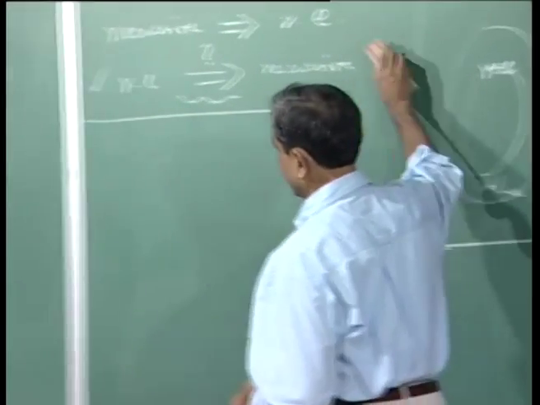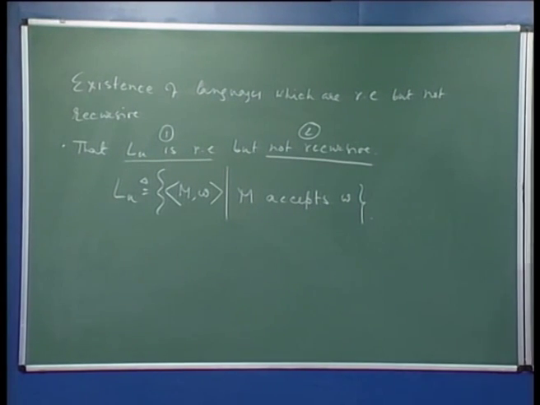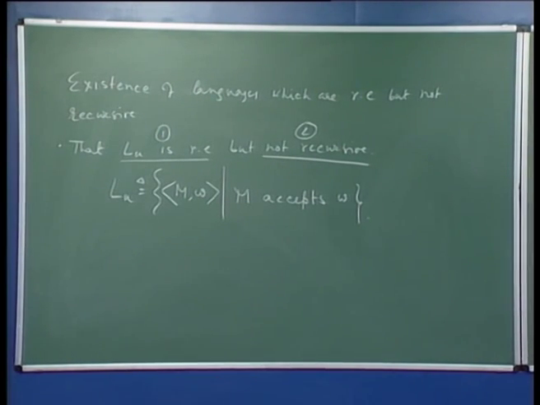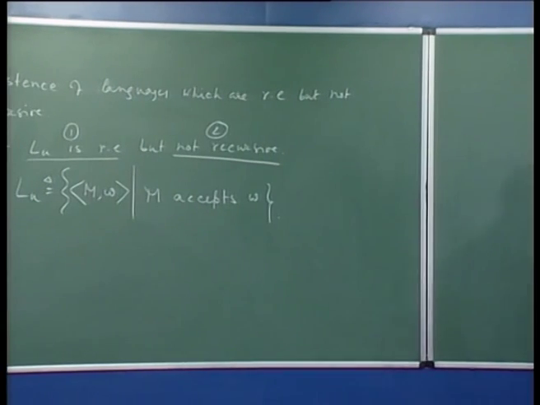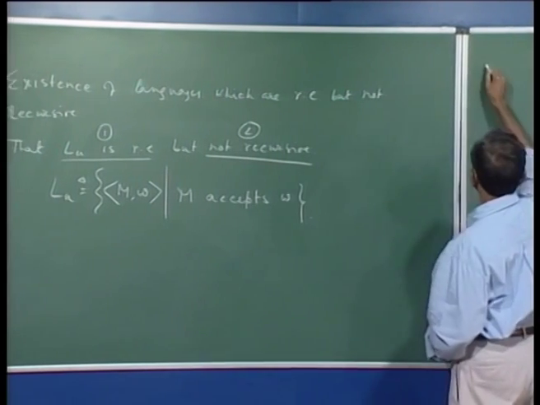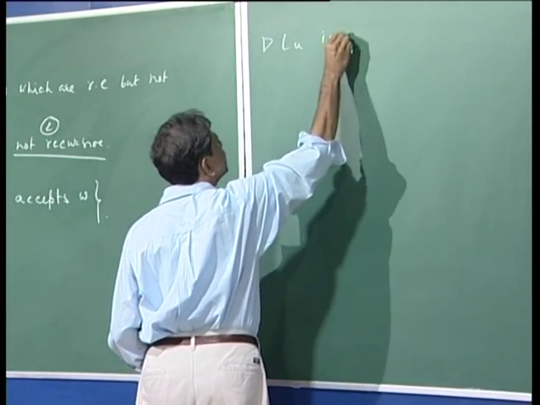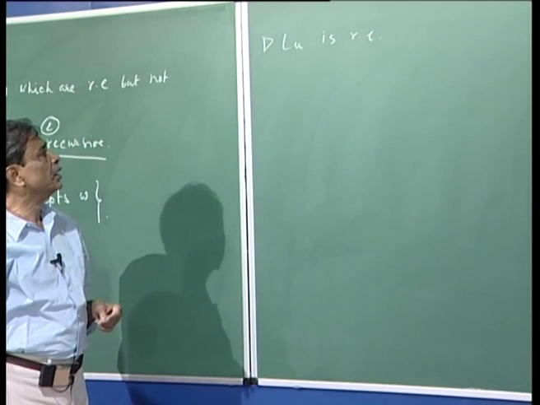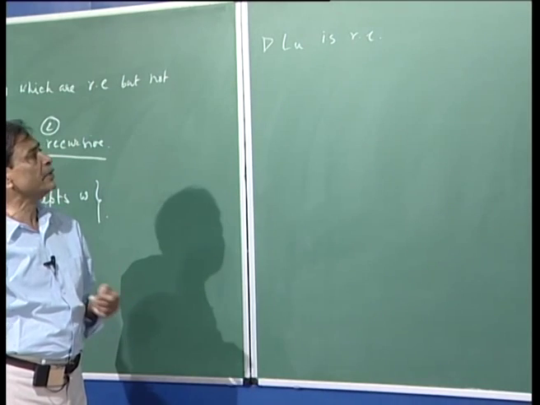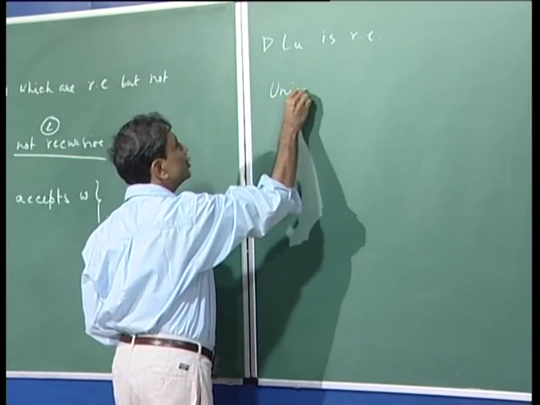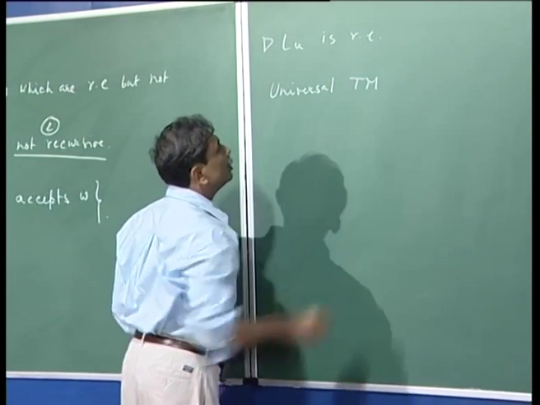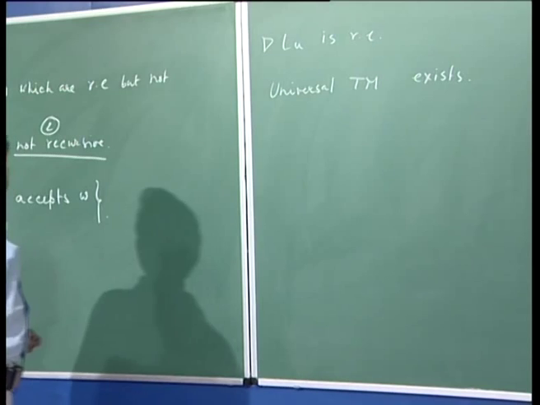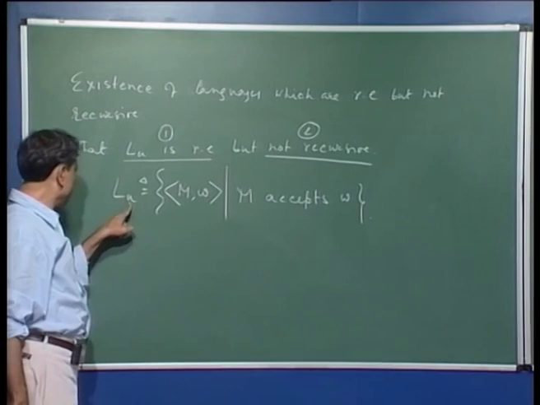The way we prove that LU is RE is by demonstrating something very important but fairly simple, the existence of universal Turing machines. For the proof of this statement, we first require that a particular kind of Turing machine, called a universal Turing machine, exists. In fact, the U in LU stands for universal.